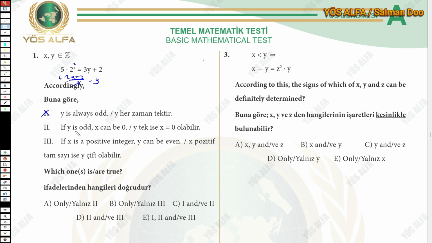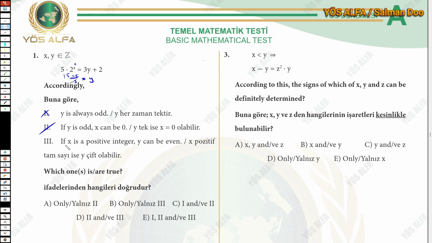The second one, if y is odd, x can be 0. Let's try and substitute x is equal to 0. When x is 0, we have 5 minus 2 over 3. So y is 1. So this statement is true. When x is equal to 0, y is an odd number.